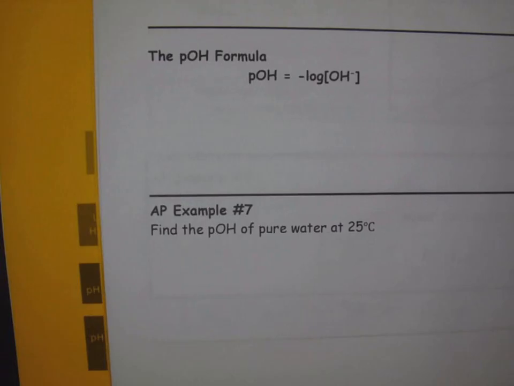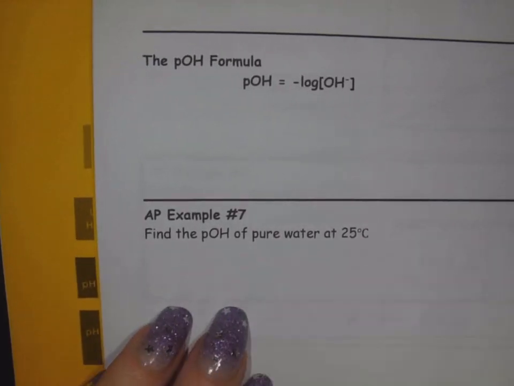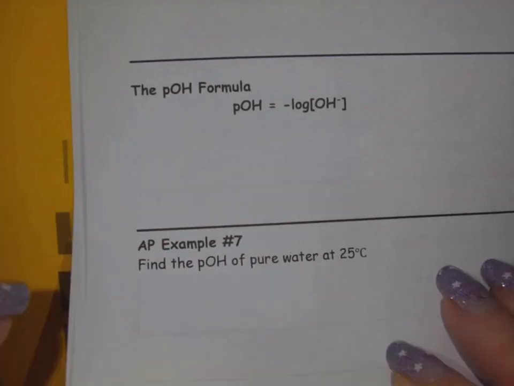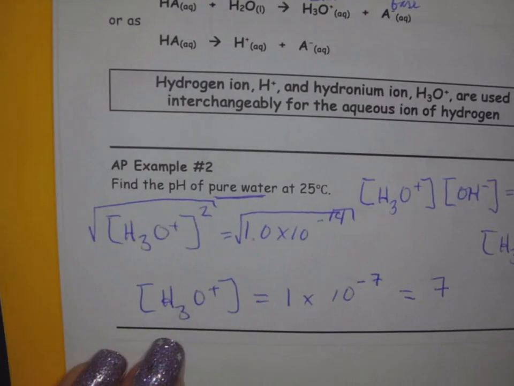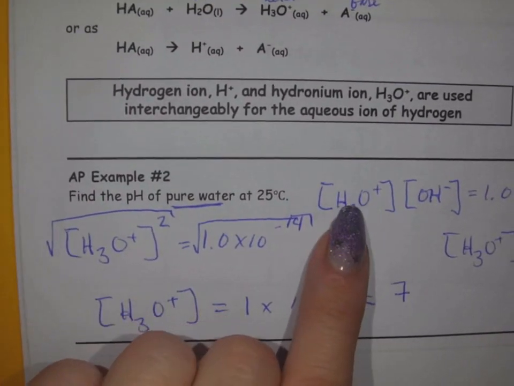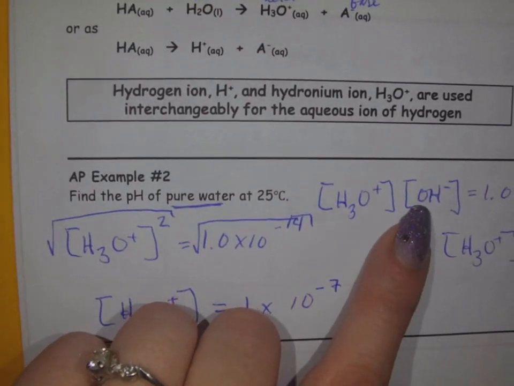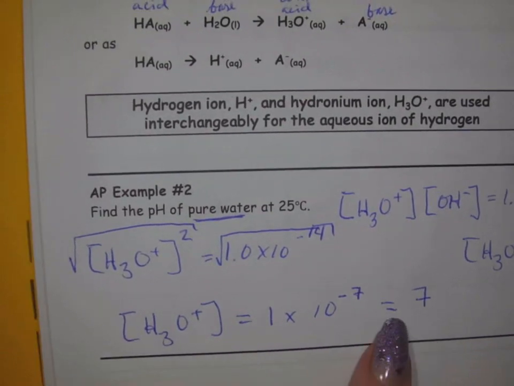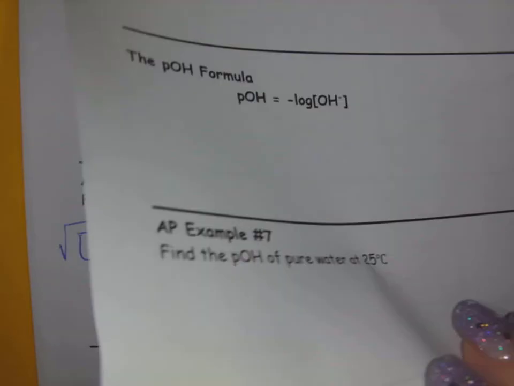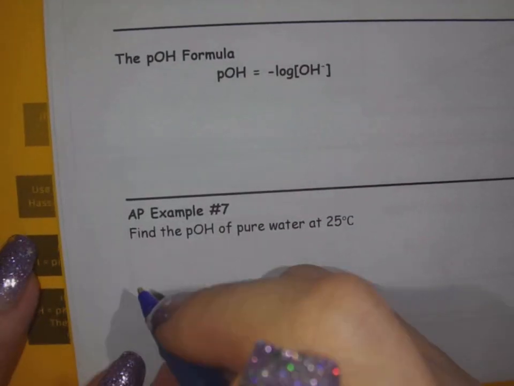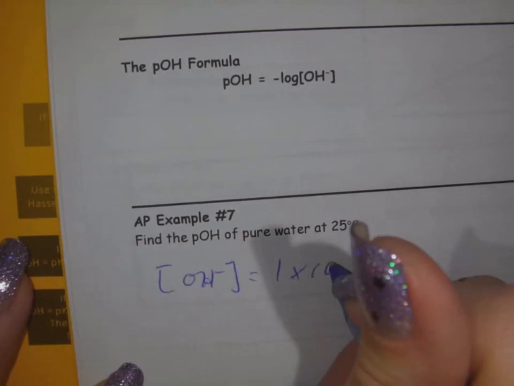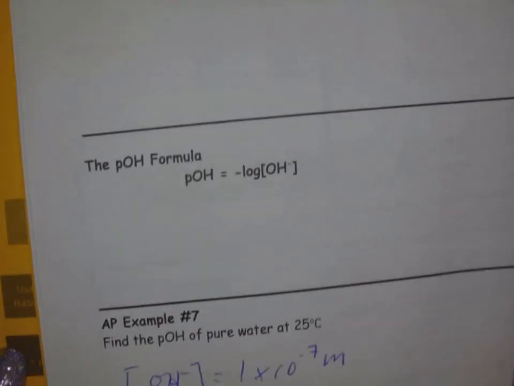pOH, we can do easy enough. We're not going to do example 7. Example 7 is exactly the same as example 2 because the concentration of hydronium is equal to the concentration of hydroxide in pure water. And so guess what? If that's the concentration of the hydronium, then that's equal to the concentration of the hydroxide: 1 times 10 to the negative 7 molarity. Great.